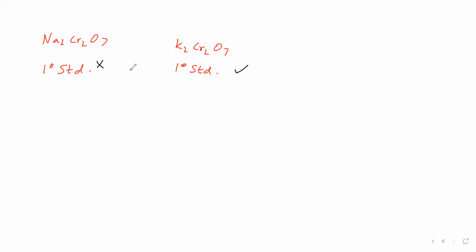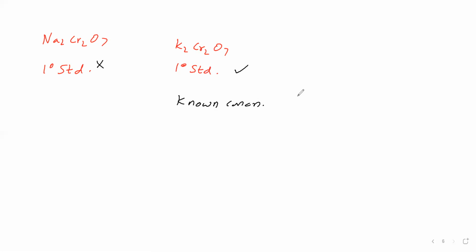What is a primary standard? Primary standard means its concentration is known. Since the concentration is known, we will take this for volumetric analysis. Suppose we take this one in the burette, and the pipette solution we take in the conical flask. We will titrate and find the concentration of another solution. So this solution's concentration we know, and using this solution we will titrate.